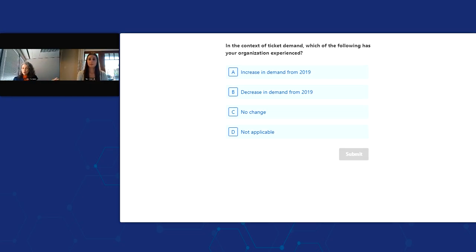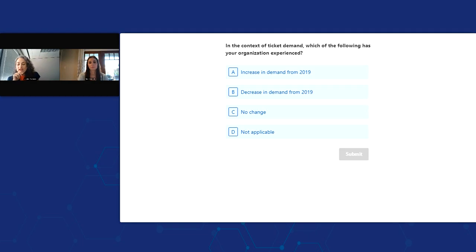So next, poll question number 2. For the 60% of you trying to get CPE, stop what you're doing, answer your poll question so you can get CPE. But for everybody else, we just really want this information. In the context of ticket demand, which of the following has your organization experienced? Have you had an increase in demand since 2019? Are you still in that decrease in demand since 2019? Have you gotten back to level? Did you sell the same number of tickets in 2023 and here at the beginning of 2024 as you did in 2019? Or is this not applicable to you because you don't sell tickets?